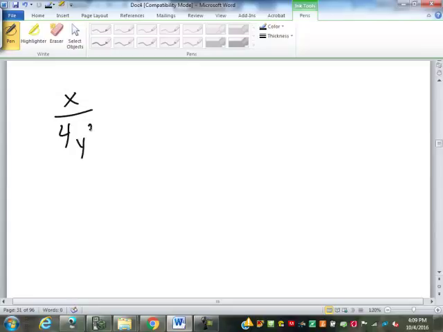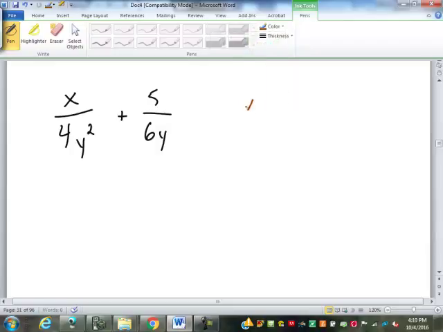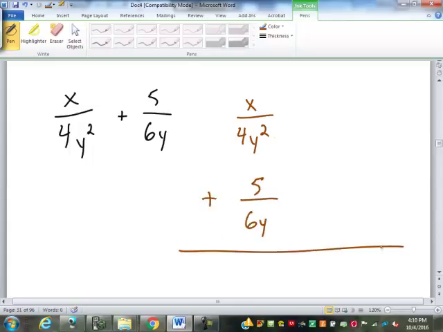x over 4y squared plus 5 over 6y. Try that one in your notes, see what you come up with. We'll talk about it in a couple minutes.